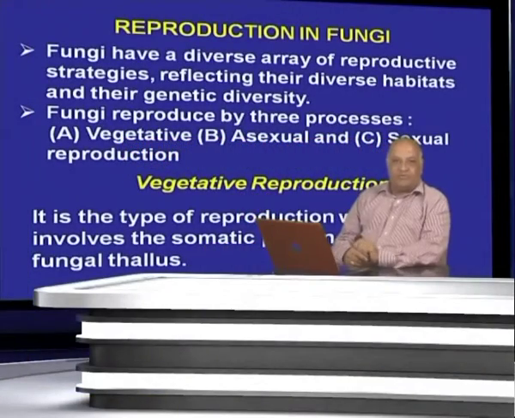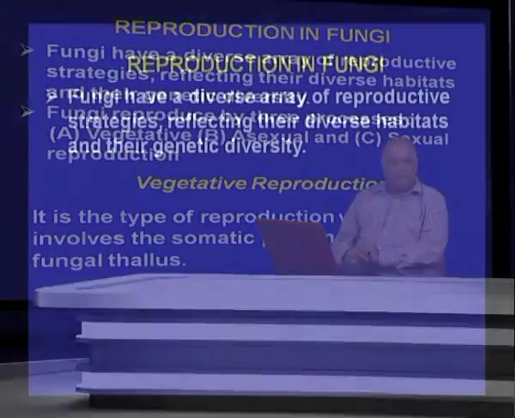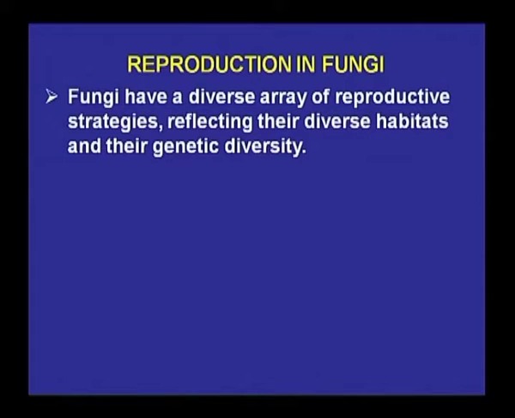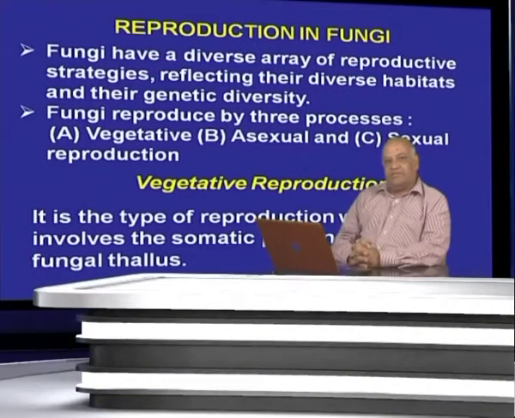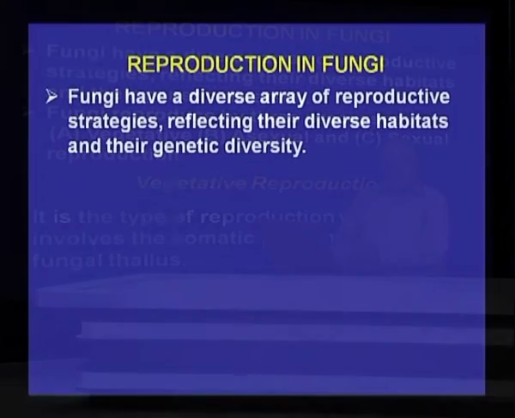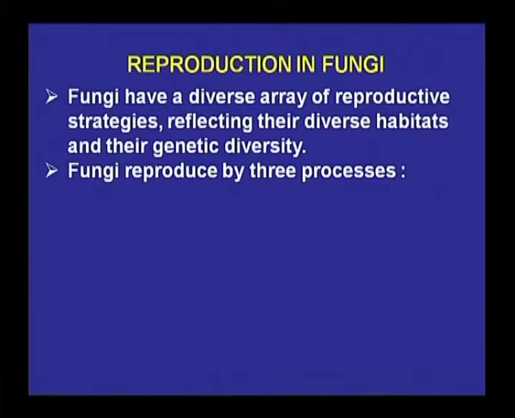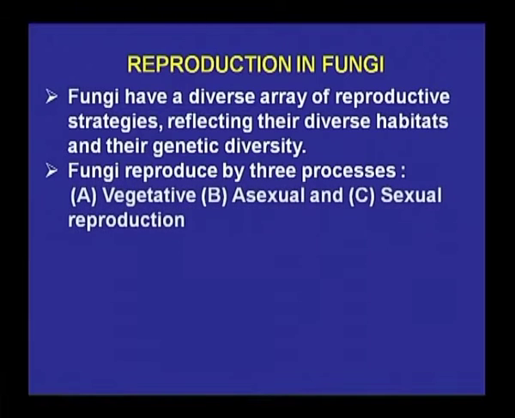As we all know, fungi have a very diverse array of reproductive strategies because there are diverse habitats in which fungi are growing, and there is also a great diversity in their genetic structures. So, looking at this diversity in the fungi, they have a typical type of reproductive strategy, and in that strategy there are three processes of reproduction in fungi. They are vegetative reproduction, asexual reproduction and sexual reproduction.